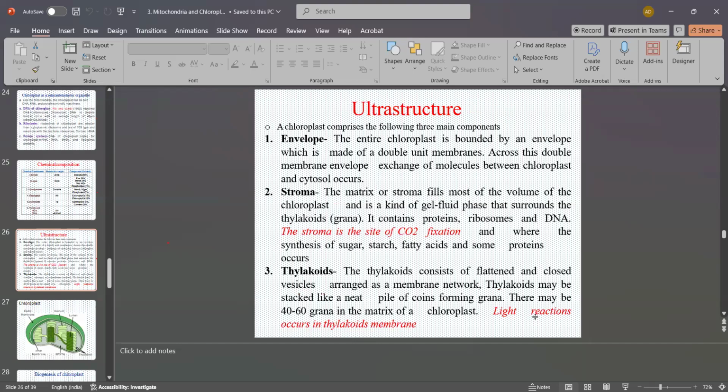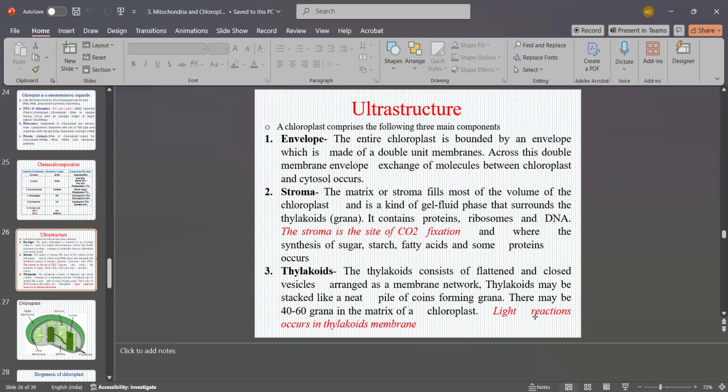Then ultrastructure. What does ultrastructure mean? It means what can be observed under the electron microscope. It consists of different parts. The first one is the envelope.